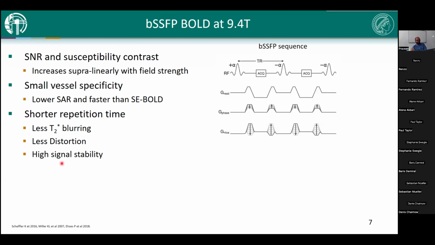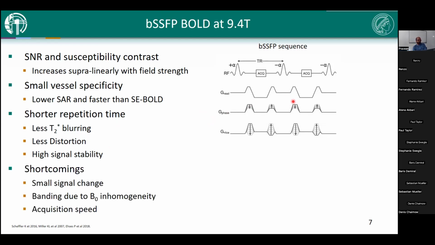But the Cartesian SSFP sequence is quite slow, which is like 3 to 4 times slower than a gradient echo EPI. So we usually want to make this faster. As said before, the contrast is also smaller, like we have only half of the gradient echo BOLD signal change, and we have bandings due to the B0 inhomogeneity and the acquisition speed.